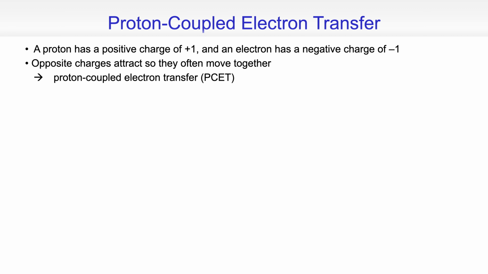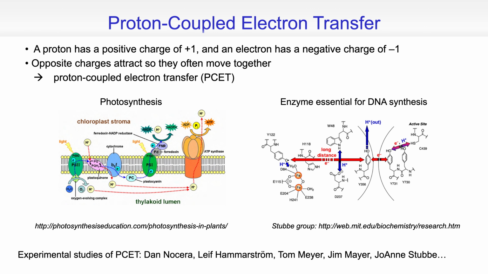Now, it turns out that PCET is important throughout biology and chemistry. So here are two examples. On the left, we have photosynthesis. On the right, we have an enzyme that's essential for DNA synthesis. And what we see is, if you look closely, and you don't worry about all the details, they're obviously very complicated, but you see electrons and protons transferring in different places and in different directions in these complex processes.